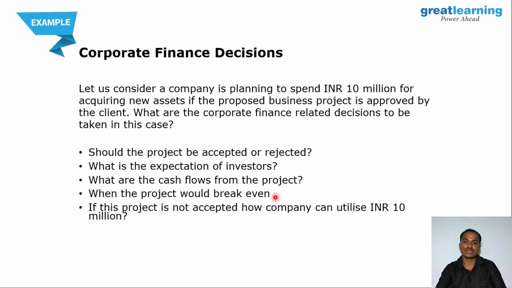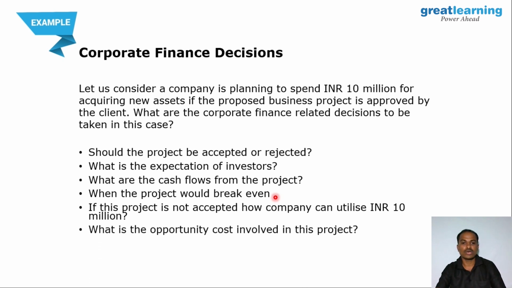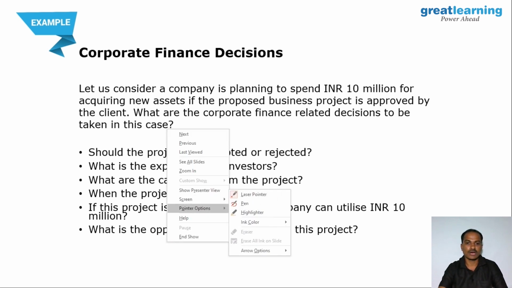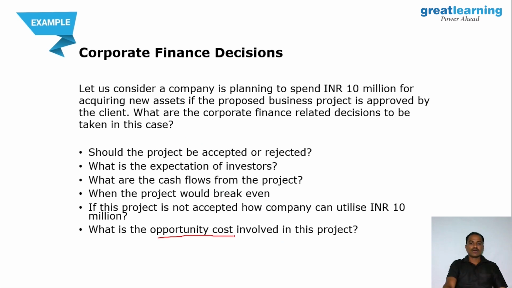If this project is not accepted, how can the company utilize 10 million? And what is the opportunity cost involved in this particular project? Opportunity cost means the cost incurred by the business by taking this particular project. If this project is not accepted, what else would the business have accepted? To explain opportunity cost, I would like to take a small example.